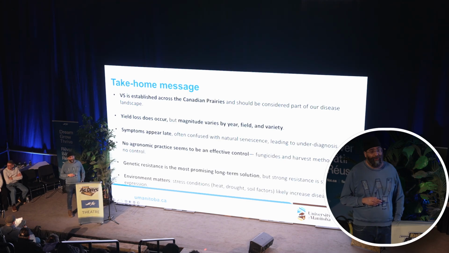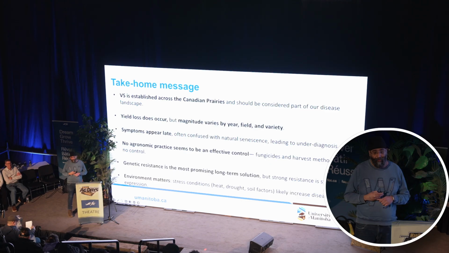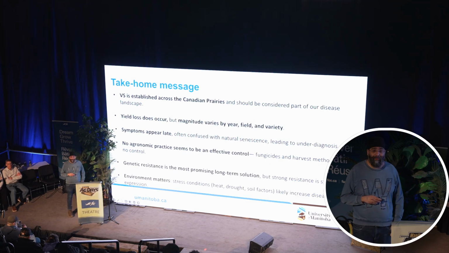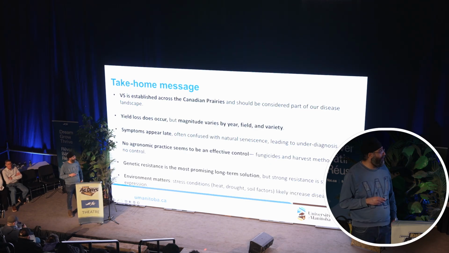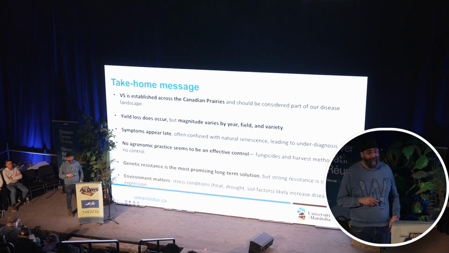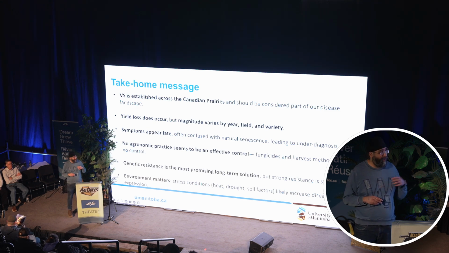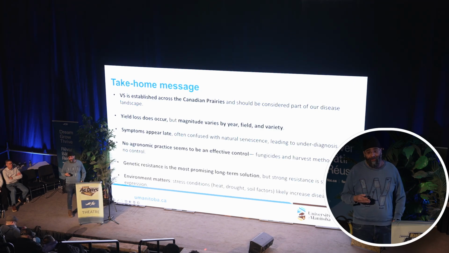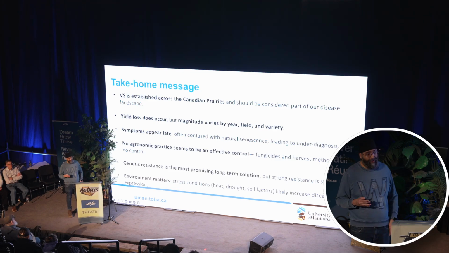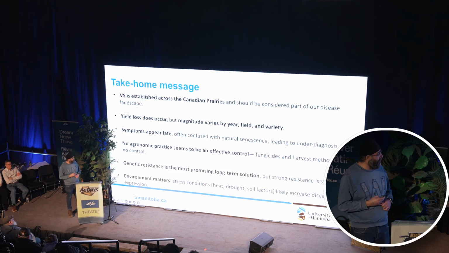If you are ever scouting for verticillium, the best time to look would be at swathing, because the symptoms are appearing very, very late in the season. No agronomic practices, at least the ones which we have tested in this study, seem to be working against it. We are also looking at crop rotation, or the length of crop rotations, which might have an effect, but we'll have an answer to that maybe next year.